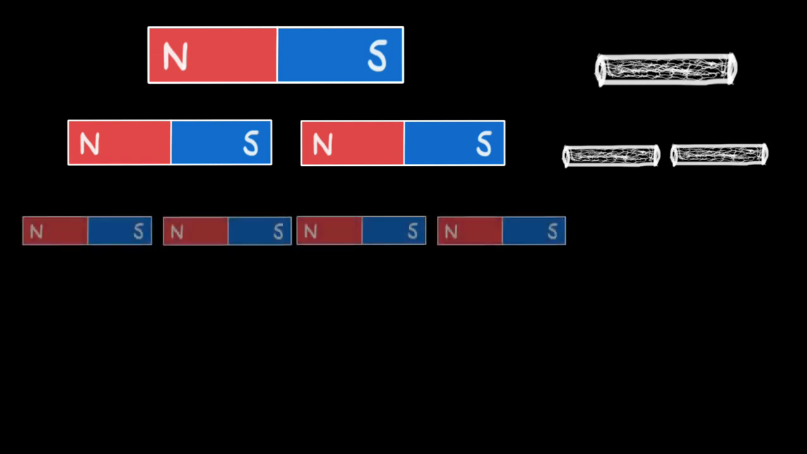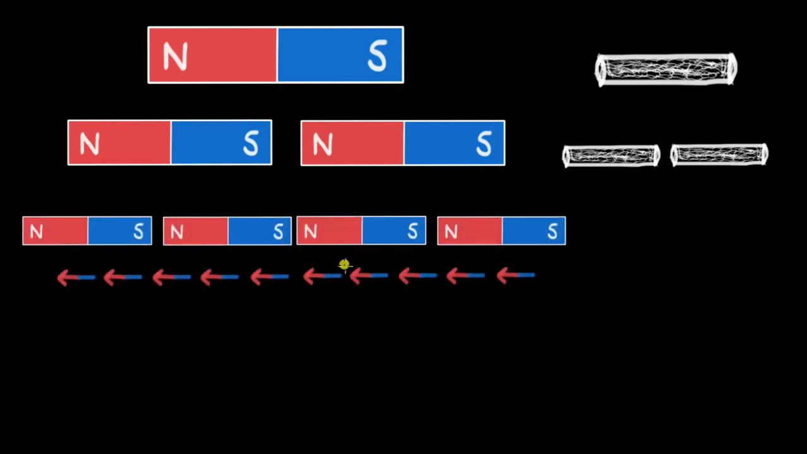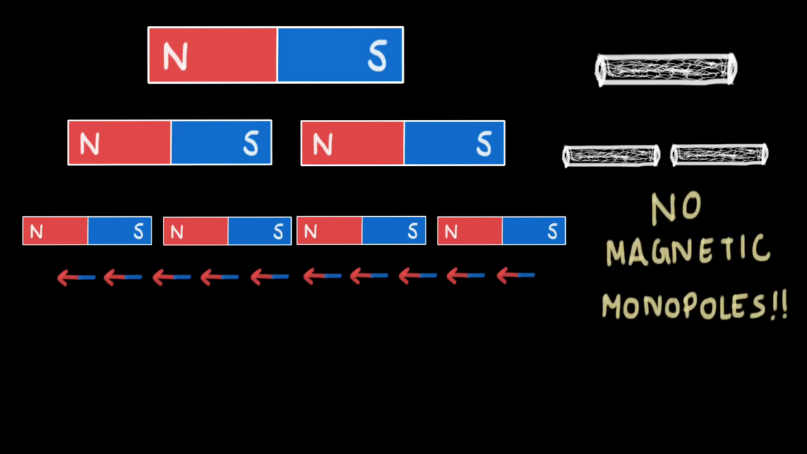Now, it turns out that if you keep on breaking these bar magnets into smaller and smaller pieces, you keep on getting newer magnets. And this is true right to the level of an atom. Even an atom has a north pole and a south pole. Now it turns out that there are no magnetic monopoles. There is no magnetic monopole known to exist. You never get just a north pole or just a south pole.